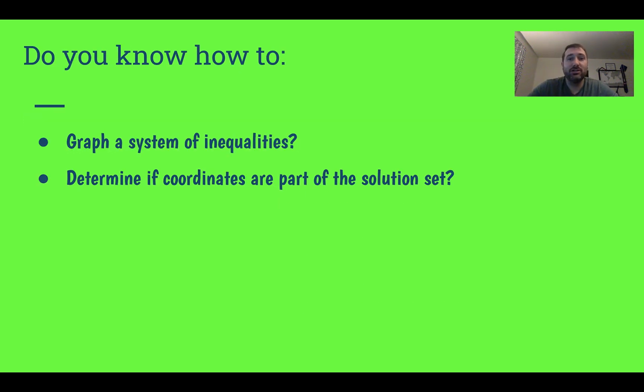After this lesson, do you now know how to graph a system of inequalities? And can you determine if coordinates are part of the solution set? If you're not sure about those things, go back and look at the different examples. Use Desmos to help you figure it out, focusing on where to look for solutions to be true.